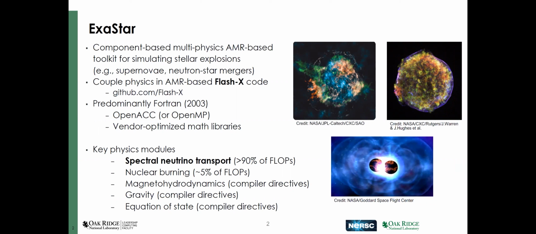As the title alludes to, one of the physics modules that we're worried about is spectral neutrino transport, and we're particularly concerned about it because it really contains most of the flops and the cost of these simulations. There are other modules too, like nuclear burning and MHD, and we're taking a similar approach in all of these, but today I'm going to talk about the neutrino transport.